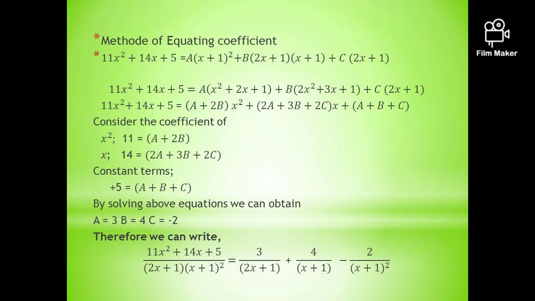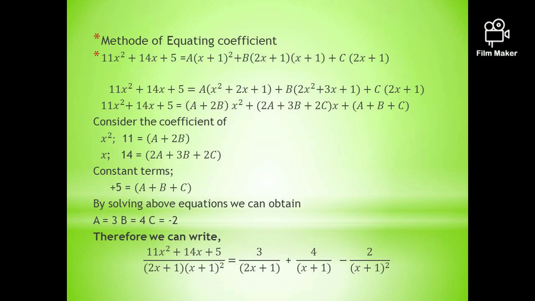So if you simplify the right hand side, if you expand the bracket (x plus 1) squared, it will turn up to x squared plus 2x plus 1, into a, plus b times, if you expand the brackets (2x plus 1)(x plus 1), 2x squared plus 3x plus 1, plus c times (2x plus 1). With that, if you isolate square terms, it will turn up to (a plus 2b) x squared. If you get the x terms, (2a plus 3b plus 2c)x. Constant sum, if you isolate, a plus b plus c.